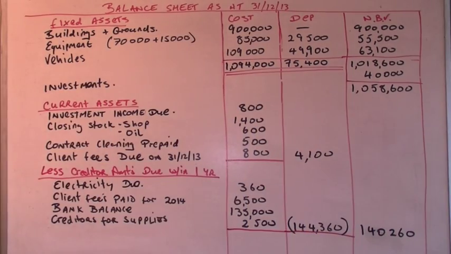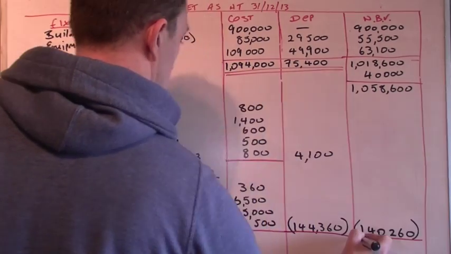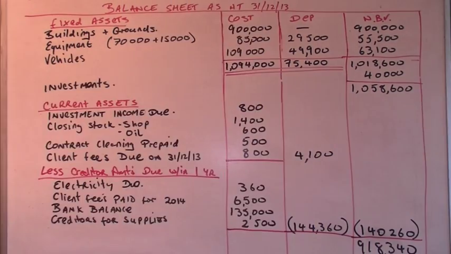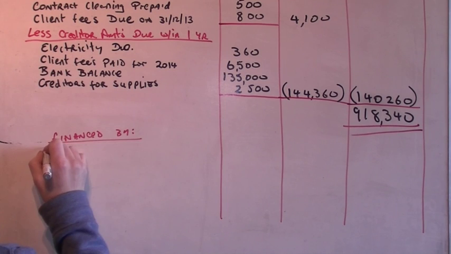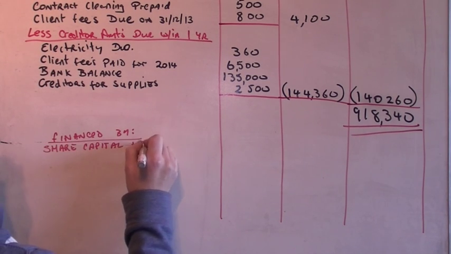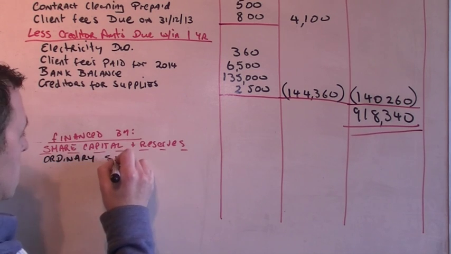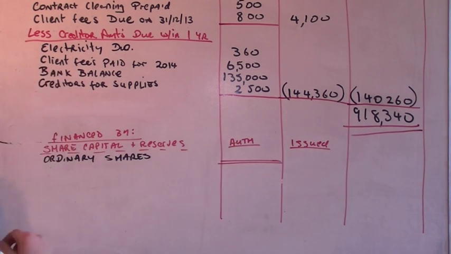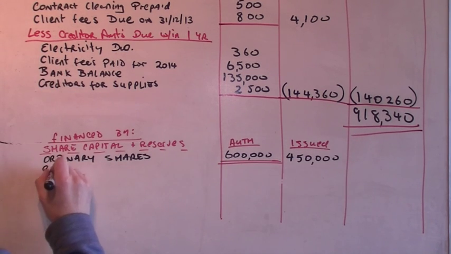which I take away from my asset to give me net current assets of 140,260. I'm going to take that away from my fixed assets plus investments to give me €918,340. And we finish up with our financed by section. Now, there are no loans, so we go straight into share capital and reserves. And our share capital and reserves are made up of ordinary shares, authorised and issued. We have authorised 600,000 shares, but only issued 450,000.